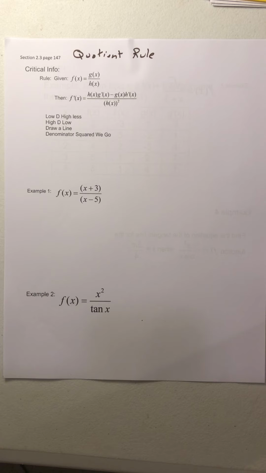So we've talked about the power rule, we've talked about the product rule. Now we're going to talk about the quotient rule. What's the quotient rule? Well, remember, quotient means fraction. So we're going to look at the derivative of fractions. And what's going to be special about these fractions? We're going to have variables in both the numerator and the denominator. So let's go ahead and get after it.